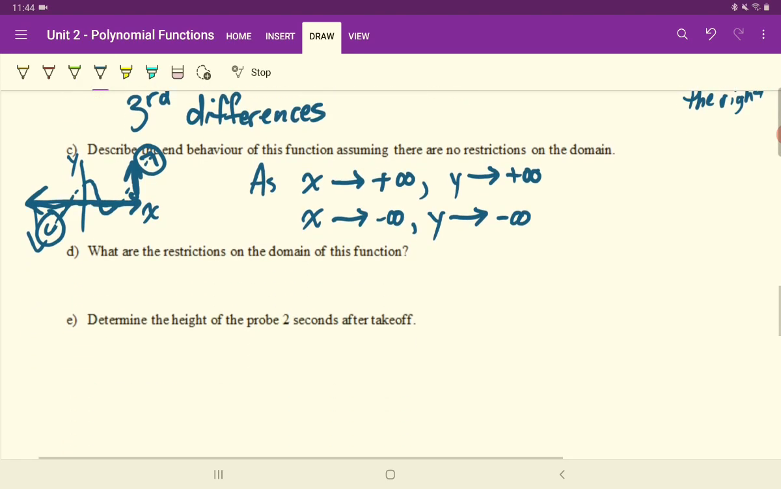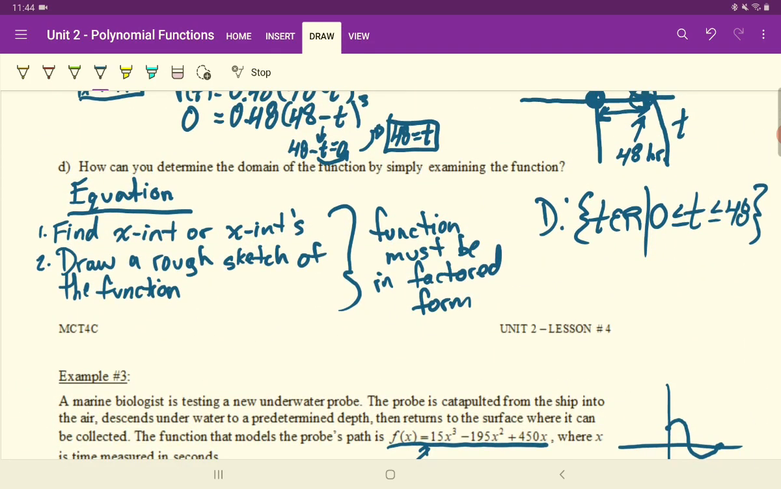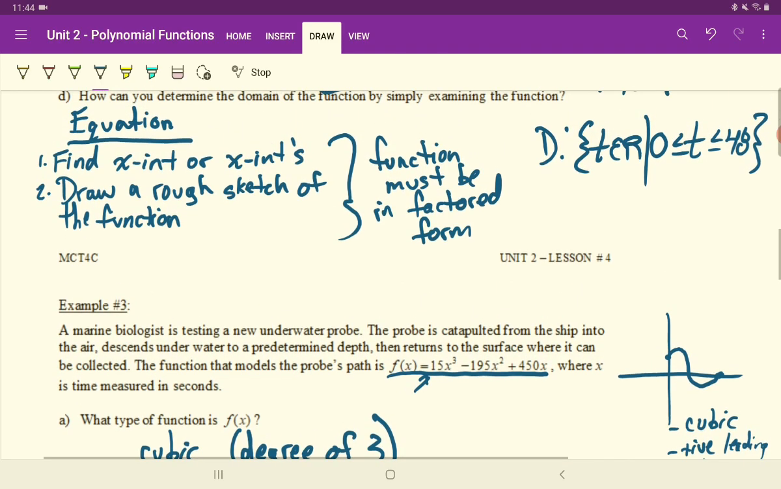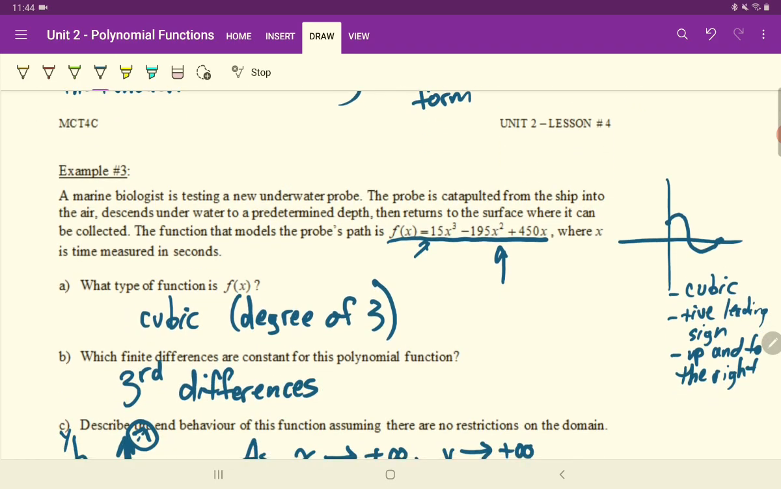What are the restrictions on the domain of this function? Like I said above, where the question asked how can you determine the domain of the function by simply examining the function? Well, you have to be able to find the x-intercepts and draw a rough sketch of the function. Those will help us. However, that's only if you're in factored form. Are we in factored form with this equation? No. And this is why, for most of the questions in the homework, you'll be using technology to simply graph it.